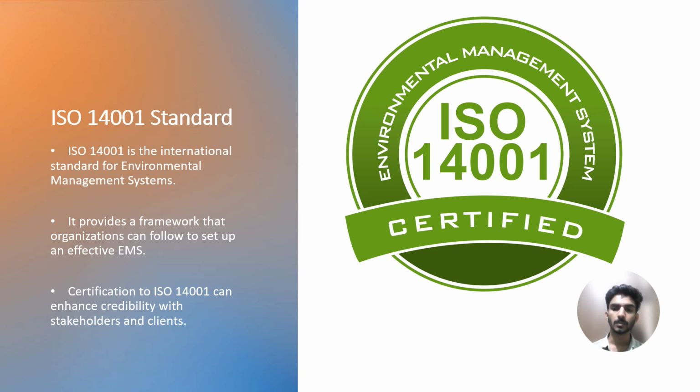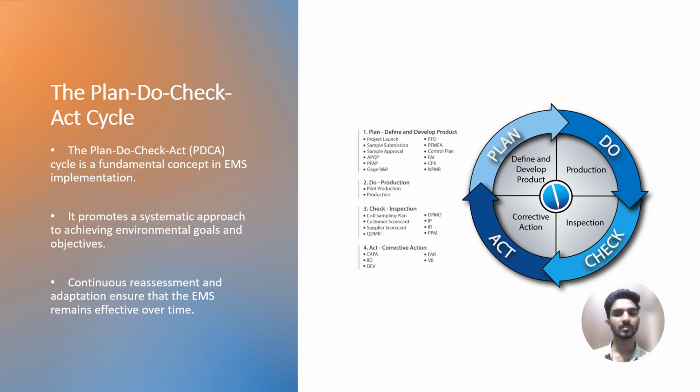So let's discover more about it: the plan, do, check, act cycle. This includes four steps. This is a cycle that needs to be followed: plan, do, check, and act. Do is the production, check is the inspection, and act is corrective action. Plan is to define and develop the product. So plan, do, check, act means PDCA.